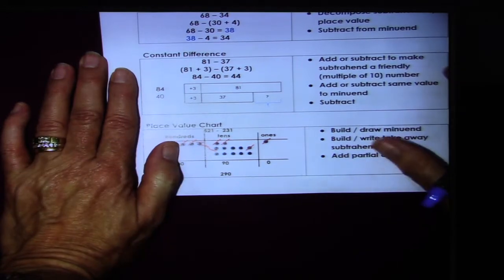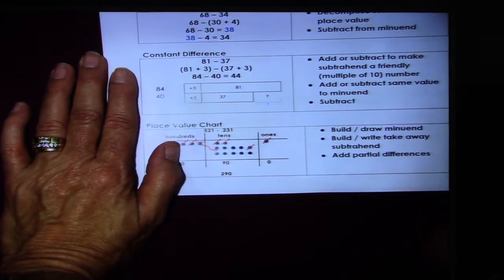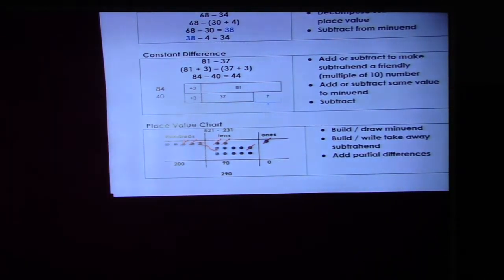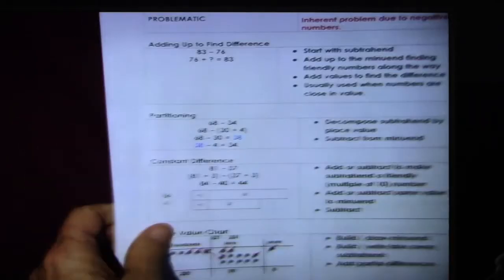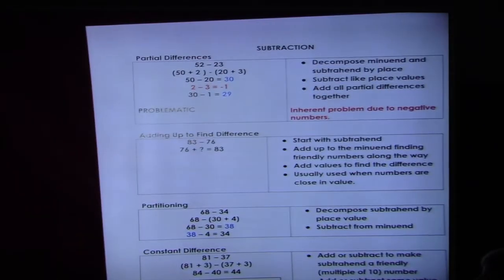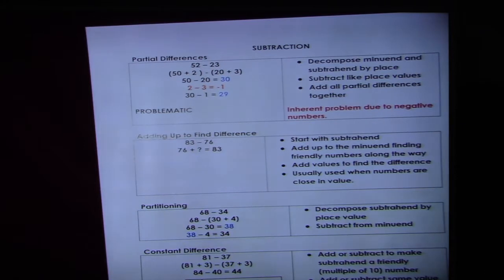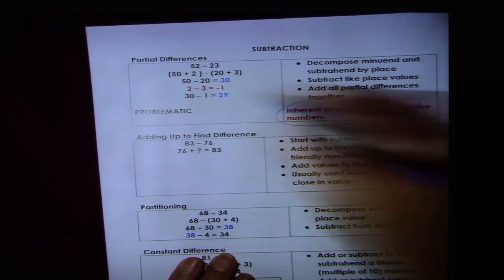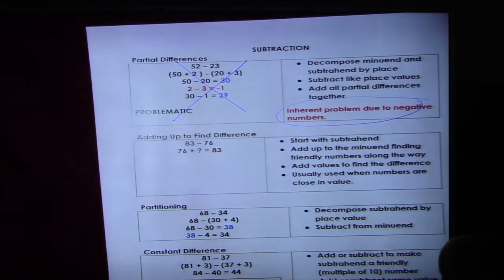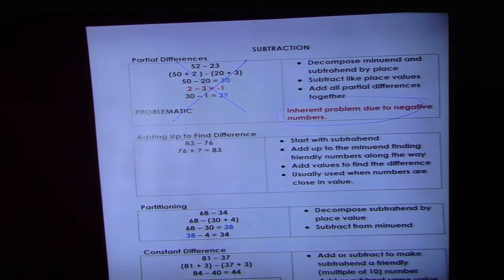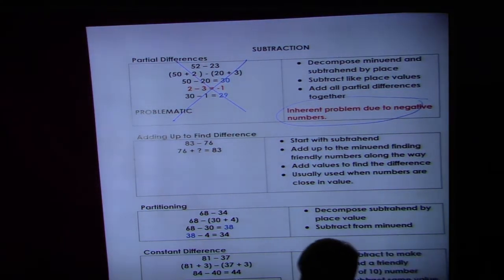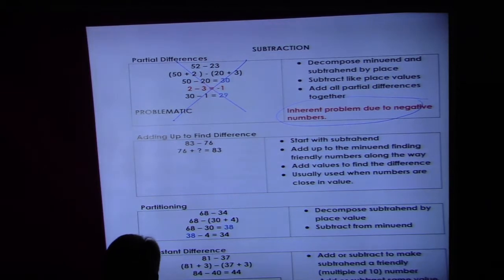Partial differences. If we break apart both numbers, like we did with partial sums, we get in trouble with certain problems. Because we can end up with negative numbers. So here's the truth. We don't do this. But I wanted to show you why. If your child says, oh, I do partial sums, I can do partial differences. It works, but your child has to be able to handle negative numbers.